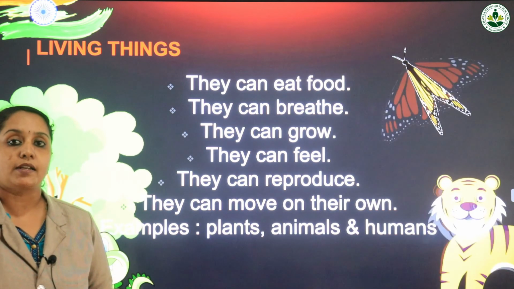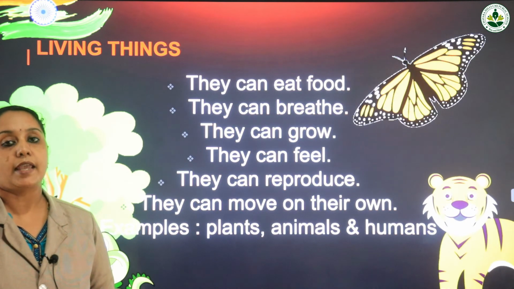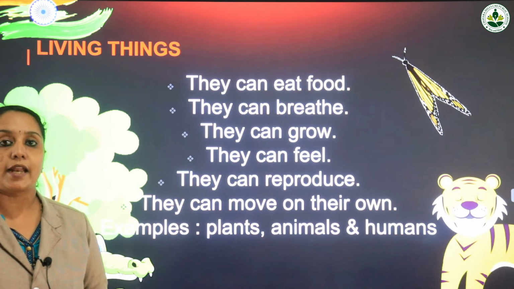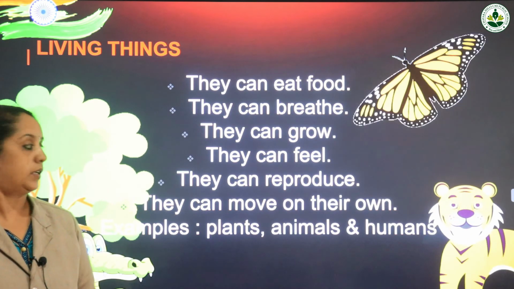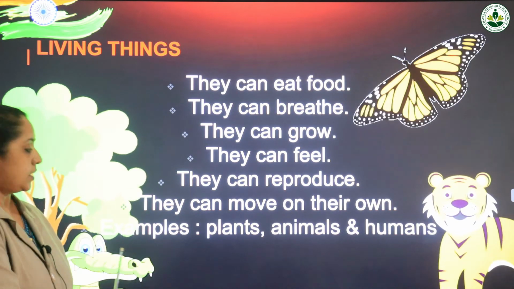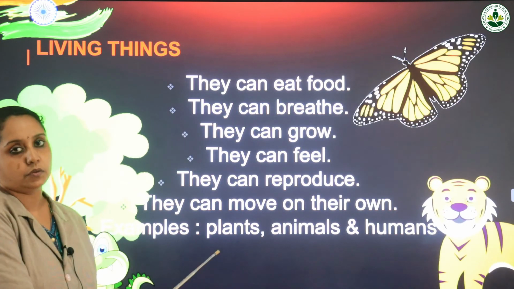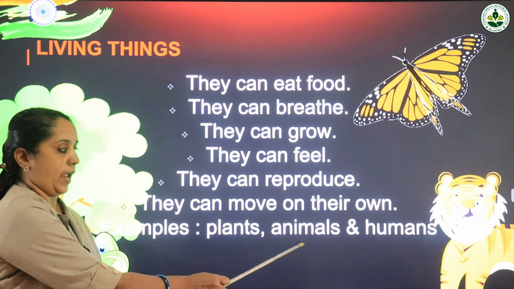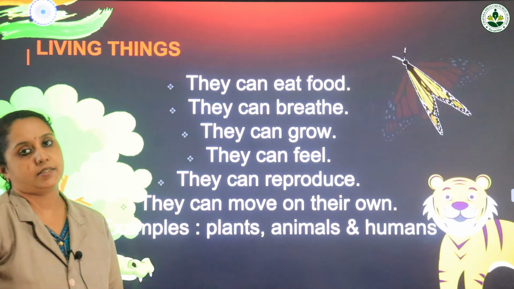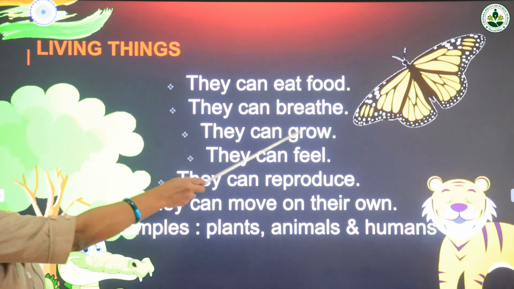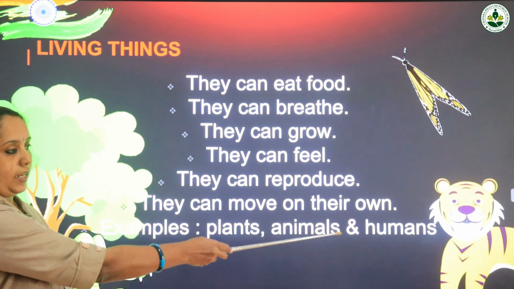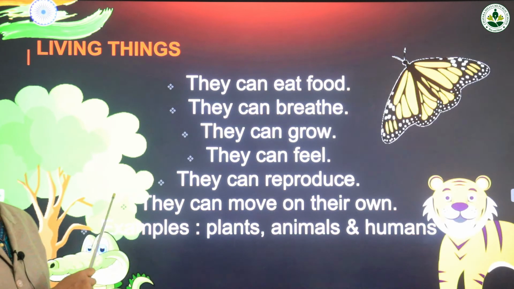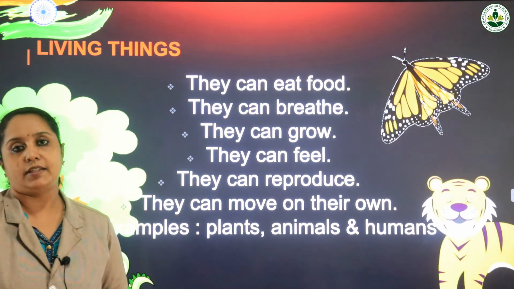So you can see that all the living things can move on their own. Now these are the examples. I already told you the examples for living things are all the plants, all animals and all humans. In the slide you can see a butterfly, a tiger. Now you can see a dinosaur. This is a tree. These are all living things.